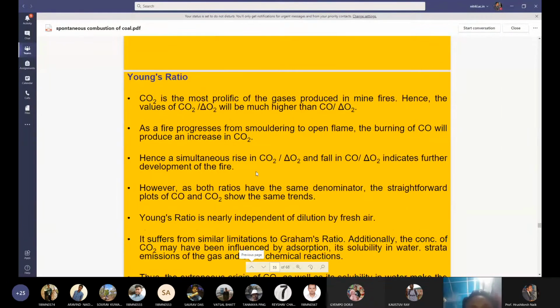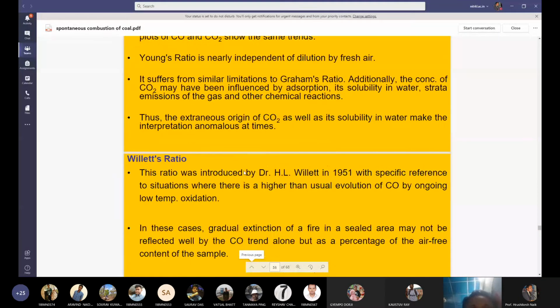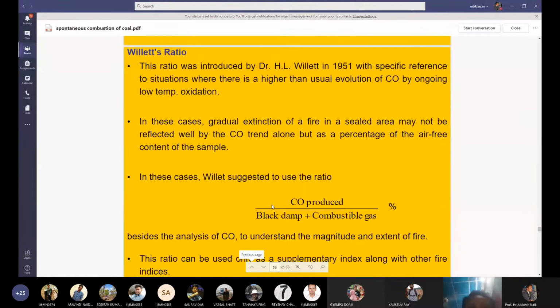Willet's ratio we have also discussed, which is nothing but the carbon monoxide produced divided by blackdamp plus combustible gas percentage. So this ratio is called Willet's ratio.